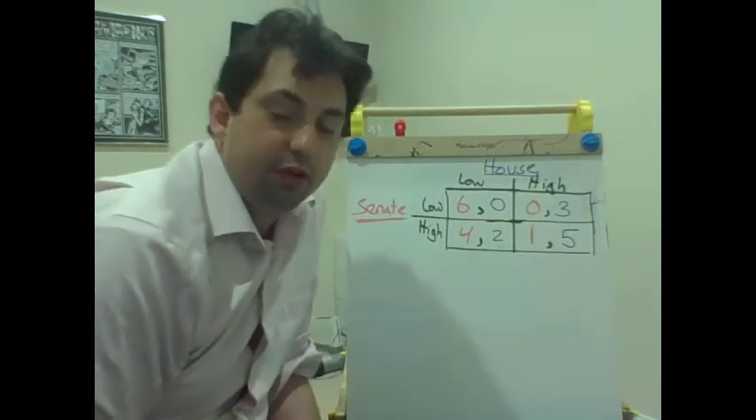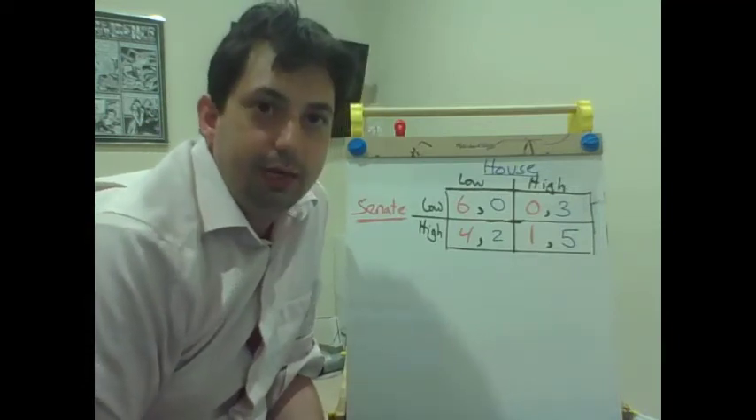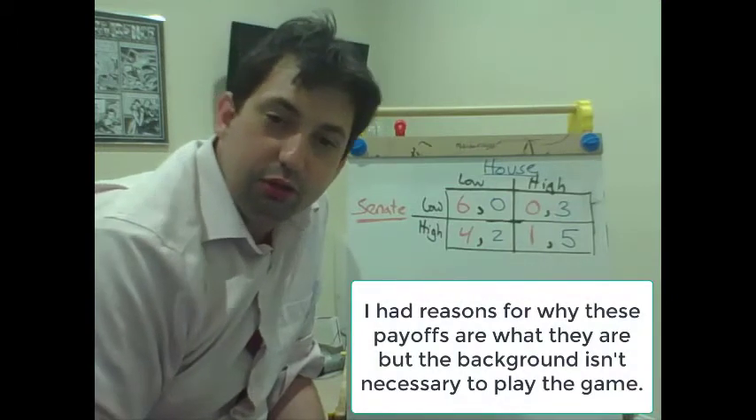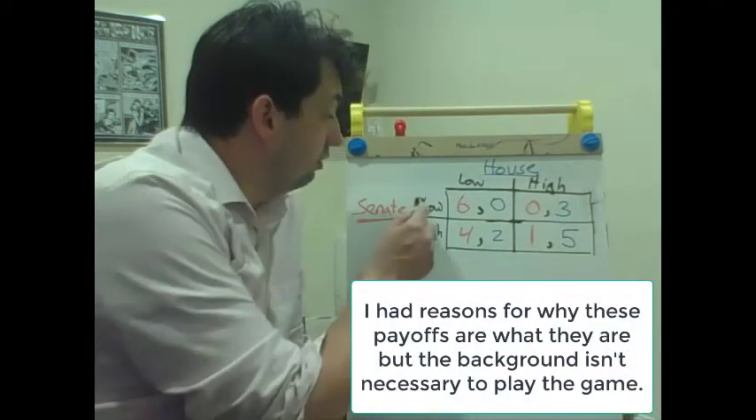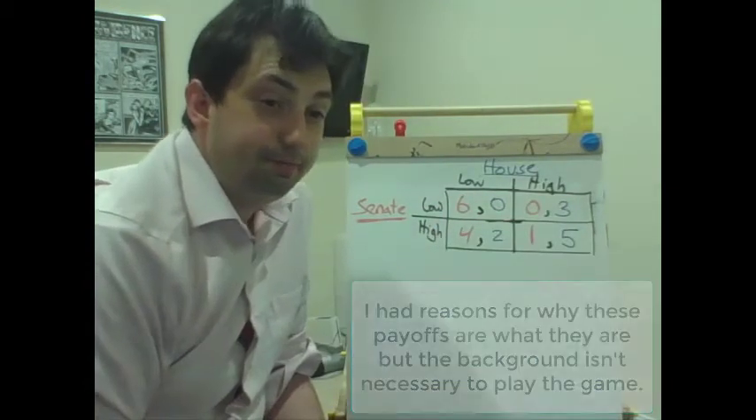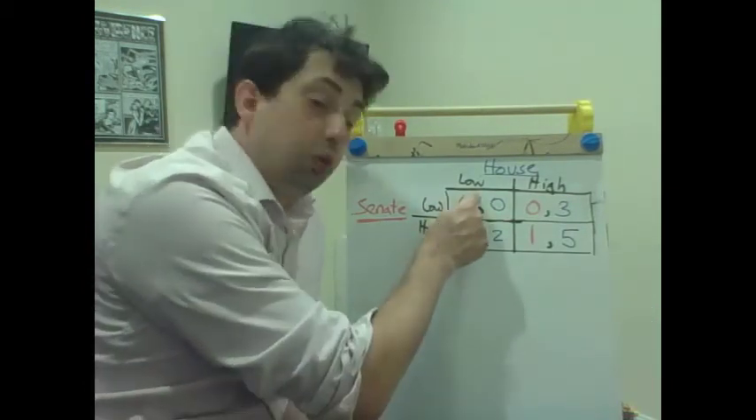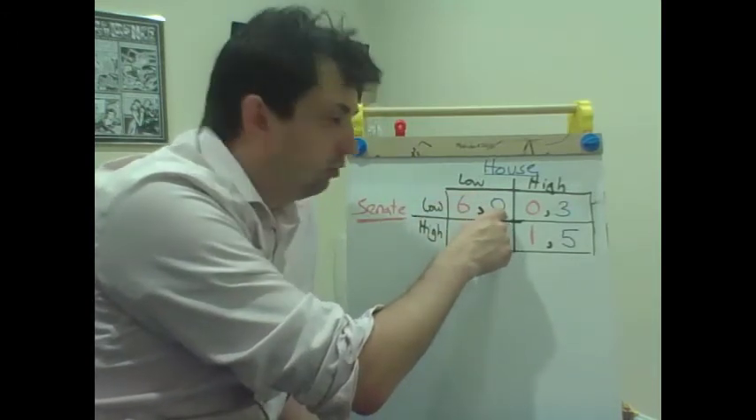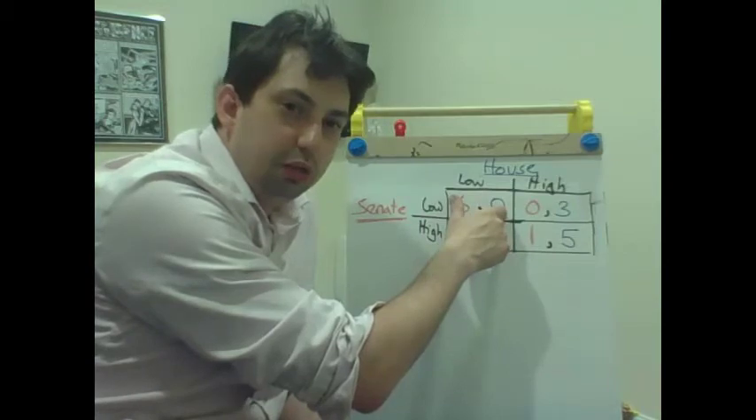And I want to see if we can solve this game. So in this scenario, suppose the House and the Senate are creating a bill. They're trying to figure out a bill to agree on. The question is, is it low spending or high spending? So if it's a low bill, the Senate really likes that. The House doesn't really like that.